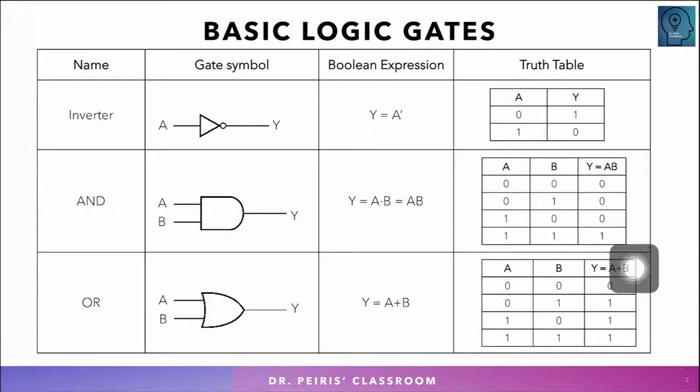If you look at the output column for the OR gate, if one input is 1, the output is 1. So that's the difference between the AND and the OR gate. For the AND gate, both inputs need to be 1 for the output to be 1. But for the OR gate, if one input is 1, the output is 1. So that is easy to remember.